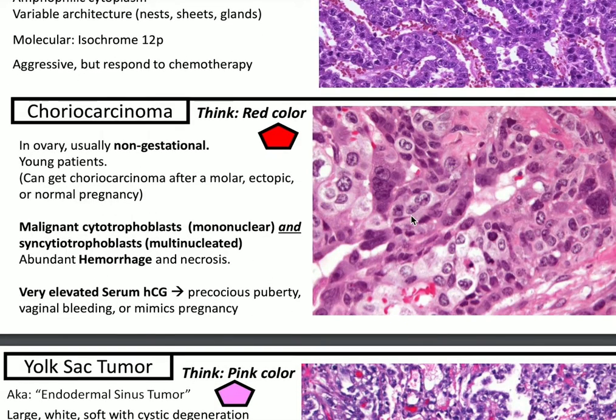Choriocarcinoma, think red color. In ovary, it's usually non-gestational and seen in young patients. You can get choriocarcinoma of note after a molar, ectopic, or normal pregnancy as well. But in the ovary, usually non-gestational. Histologically, you'll see malignant cytotrophoblasts, which are the mononucleated, and syncytiotrophoblasts, which are the multinucleated. You have abundant hemorrhage and necrosis. You have very elevated serum HCG, leading to precocious puberty, vaginal bleeding, or mimics pregnancy.